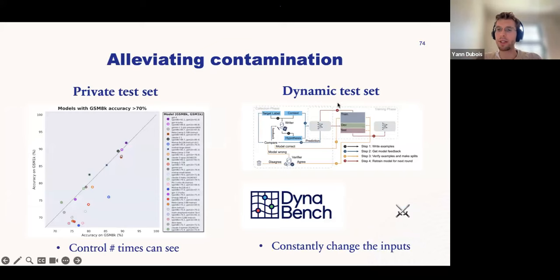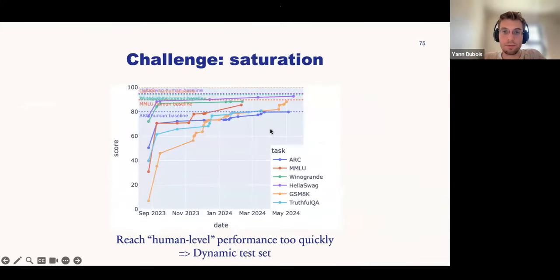Another way is to have a dynamic test set. This is, for example, what is done in Chat Arena, where humans interact every time with the model and ask different questions. So this is dynamic. If you constantly have different inputs, then you cannot have this contamination.